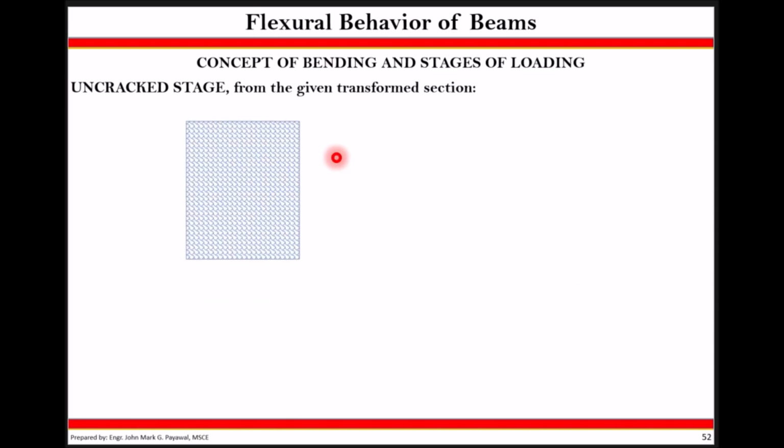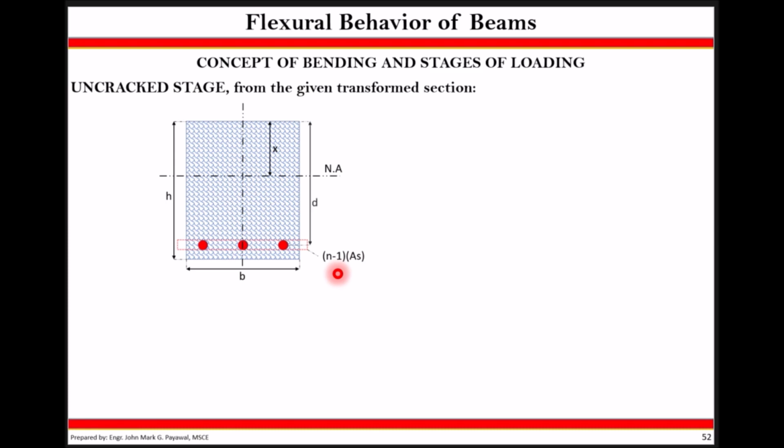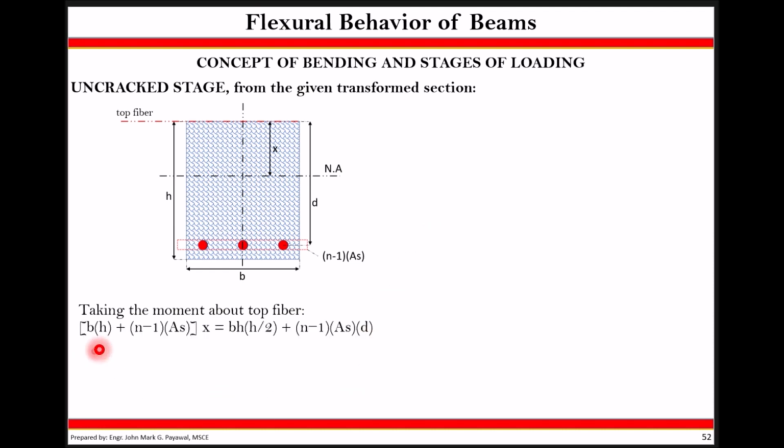Continuing, from the given transformed section, we already know that this is H, this is B, this is your reinforcement, and this is your X distance from the top fiber to your neutral axis. Again, we convert our area because this is the transformed section, by multiplying AS by N minus 1. This is my effective depth. The effective depth is from the extreme fiber up to the centroid of my reinforcement. Taking the moment at the top of the fiber, we would have this equation.